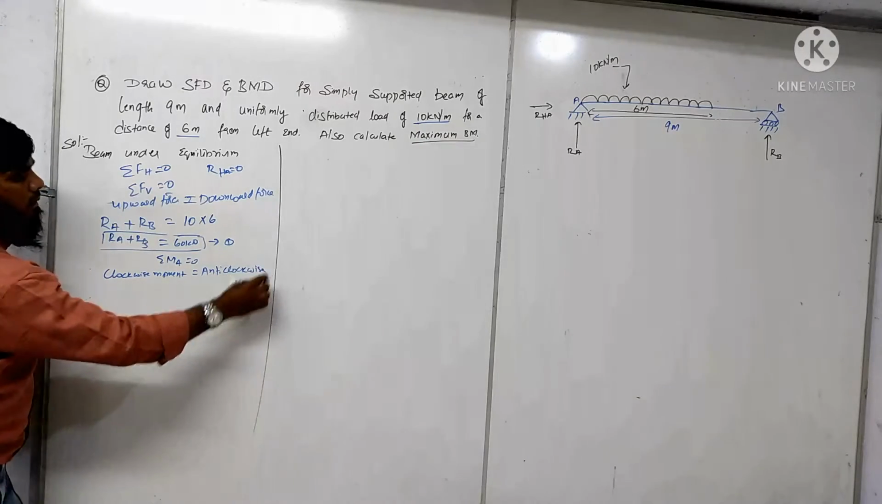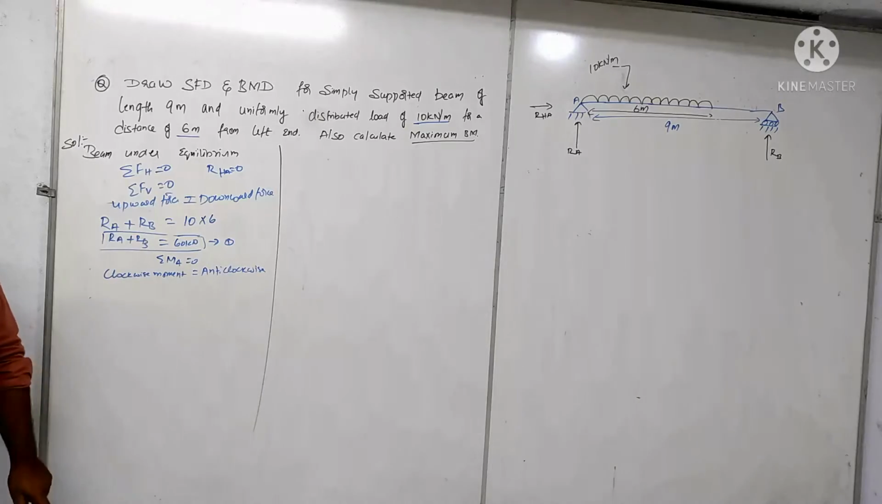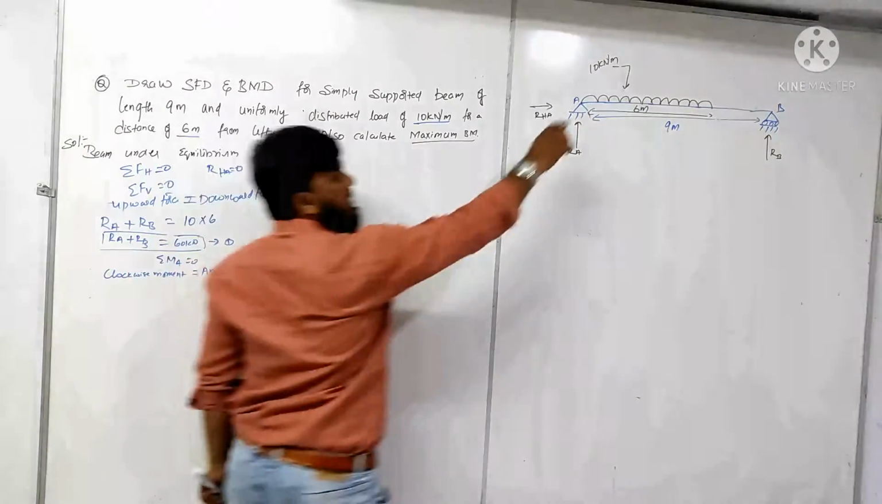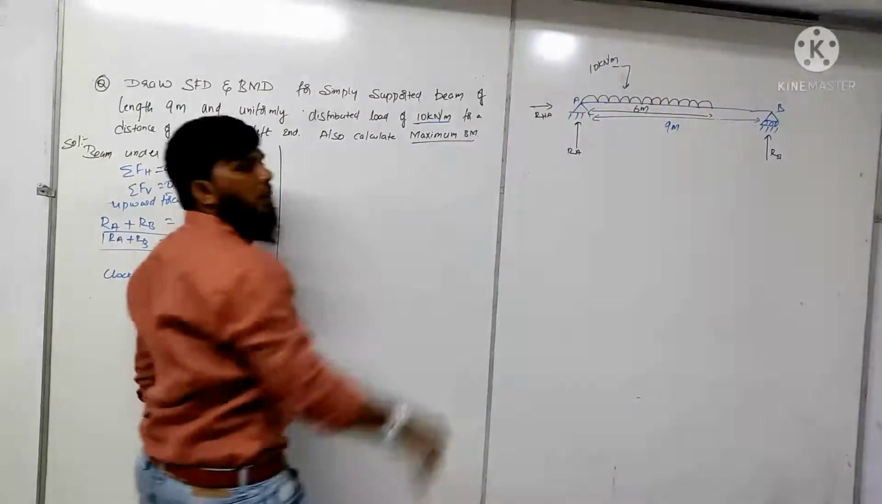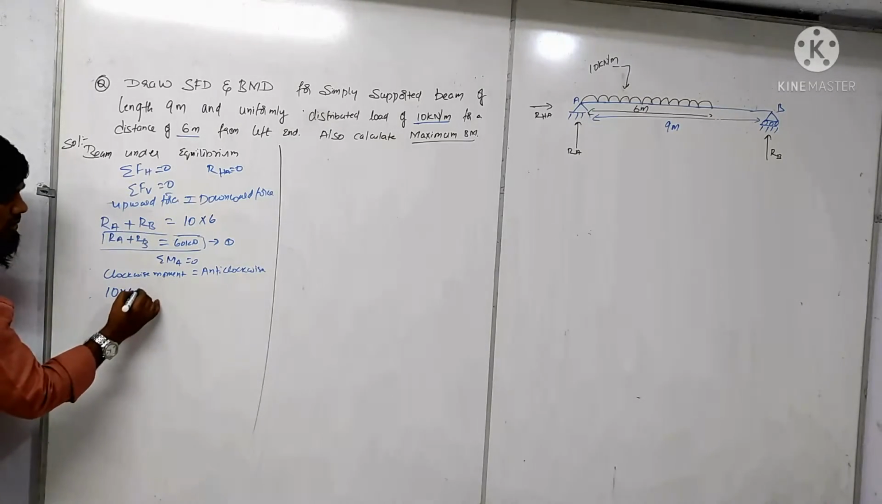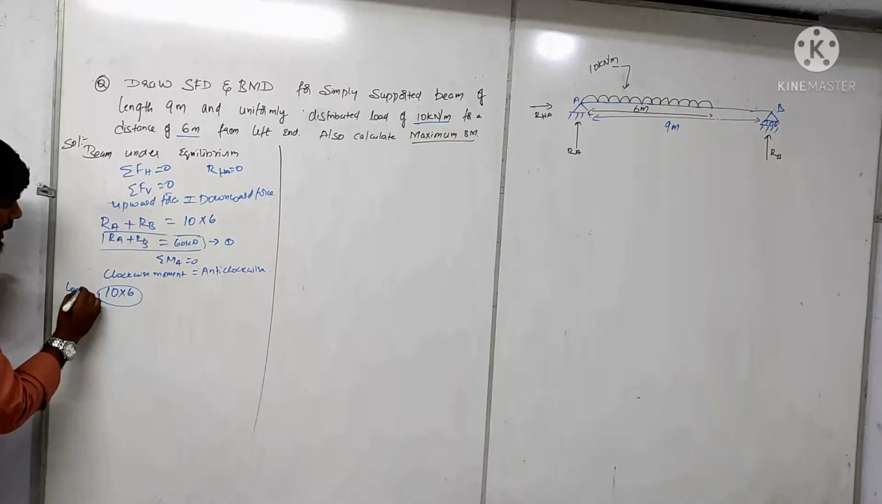Anti-clockwise. What are the clockwise movements here we are having? So one is because of the UDL. The UDL will try to rotate the point A in clockwise direction like this. So the first thing is 10 into 6, that is nothing but your load.